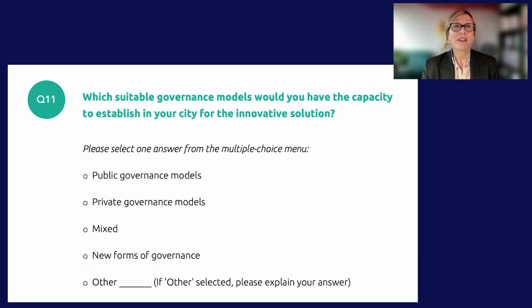Question 11 focuses on the governance models you can establish for the innovative solution in your city. These governance models can range from traditional models to innovative approaches, such as bottom-up and participatory governance models, or co-creation and co-design governance models with stakeholders. Examples of these models are available in the online survey. If none of the options match your approach, select the option Other and provide a personalized response.